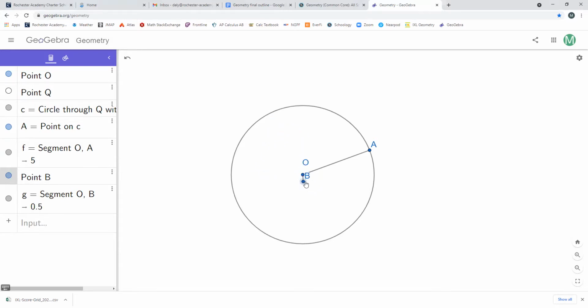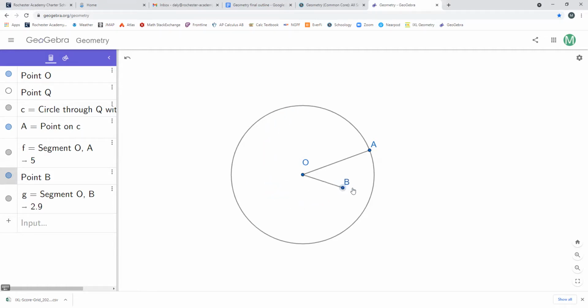All right, so here the point B is really close to the center. Now point B is really close to the boundary of the circle. Now we're just moving all over the spot. So do you have a hypothesis? It looks like the distance from B to O is changing a lot, but it is always less than the radius of the circle because it's inside the circle.